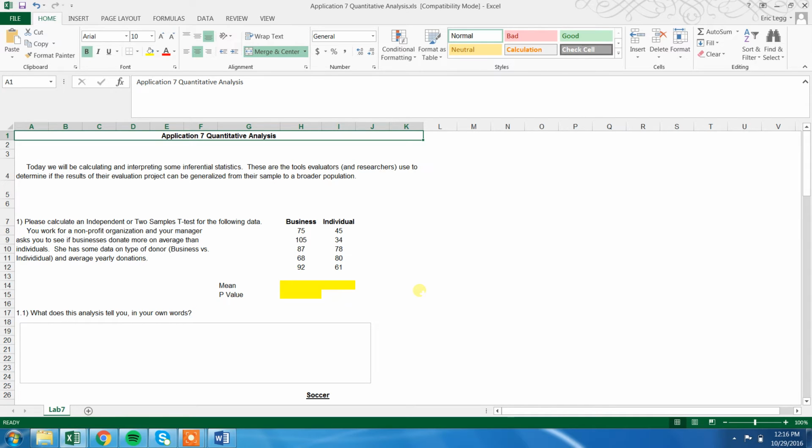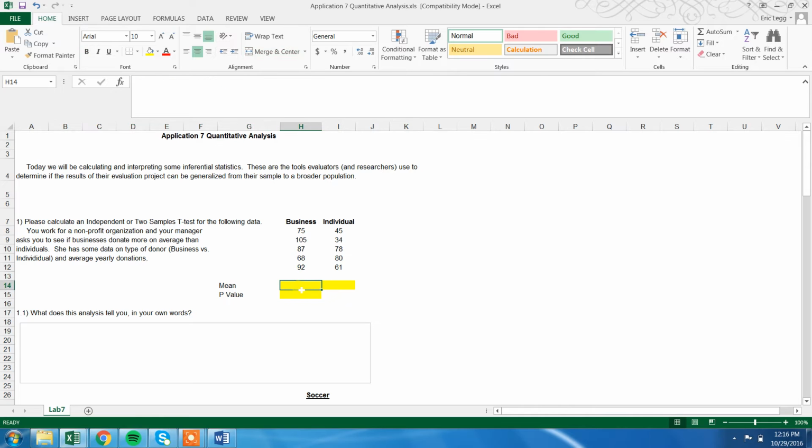Number 1, please calculate an independent or 2 samples t-test for the following data. We use the term independent. Excel will use 2 samples, which is why I mentioned that to you. You work for a nonprofit organization and your manager asks you to see if businesses donate more on average than individuals. She has some data on type of donor, business versus individual, and average yearly donations.